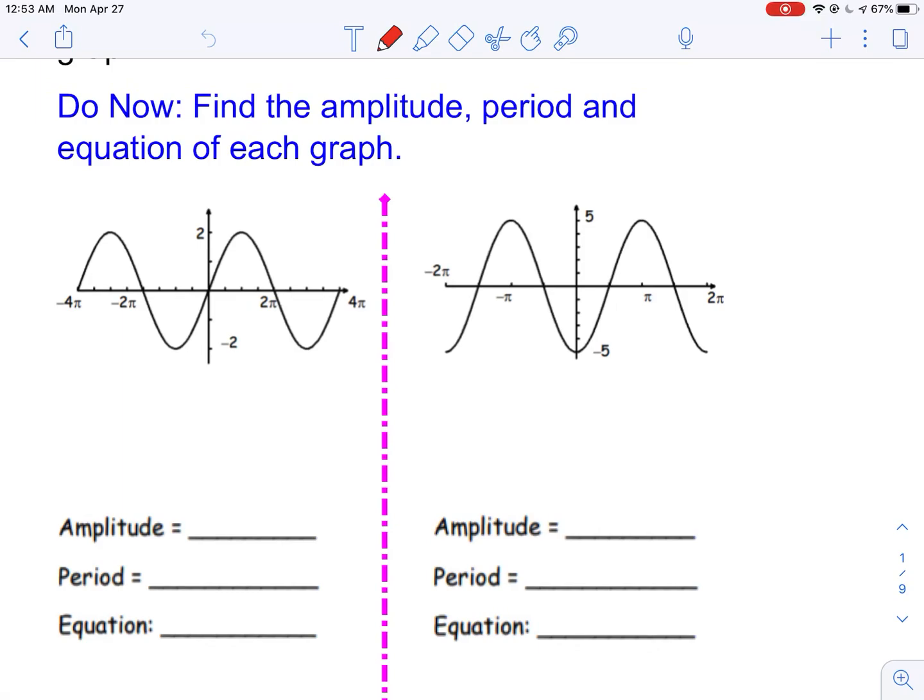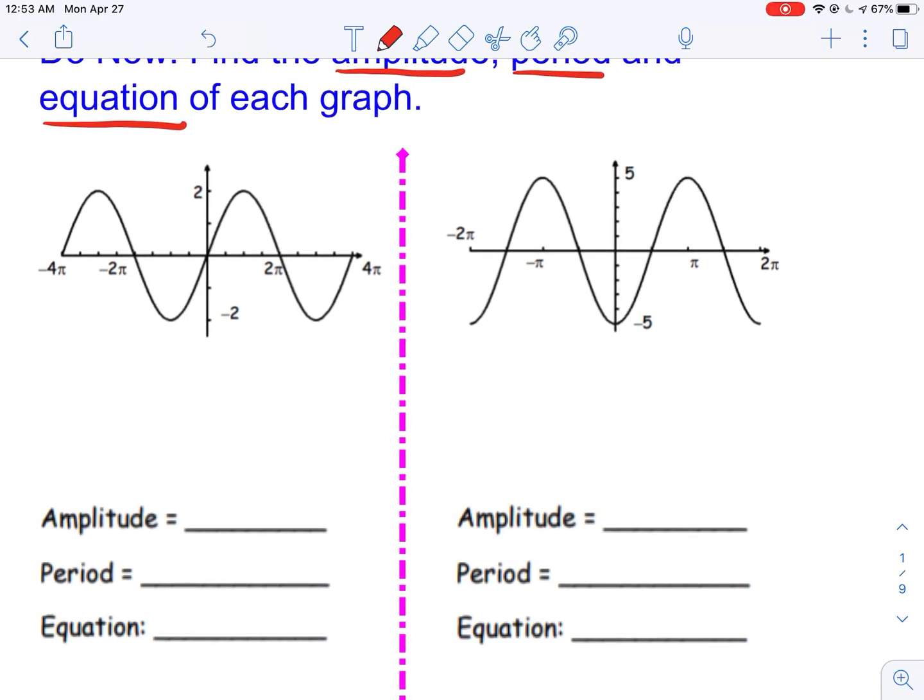And the do now is kind of a review of how to pick out the important parts of our graphs. So find the amplitude and period and equation of each graph. So now we have to decide, is a graph sine or cosine, and then find its information from that. So let's start with our graph. Is this a sine or a cosine graph?